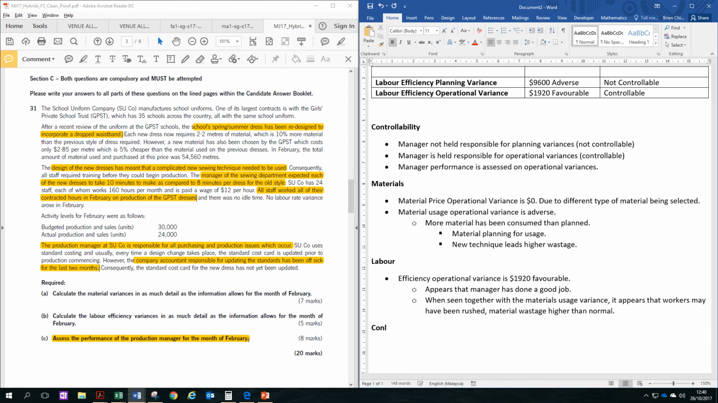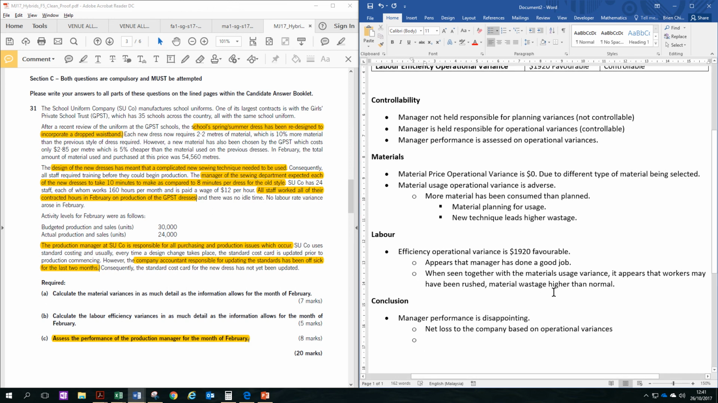So in conclusion, we will see that the manager didn't do that good a job. Performance is disappointing. The reason why it's disappointing is because there is a net loss to the company based on operational variances. How do I know this? It would be the adverse usage variance from materials is larger than the favorable labor efficiency variance. So because of that, the manager's performance would be considered disappointing.